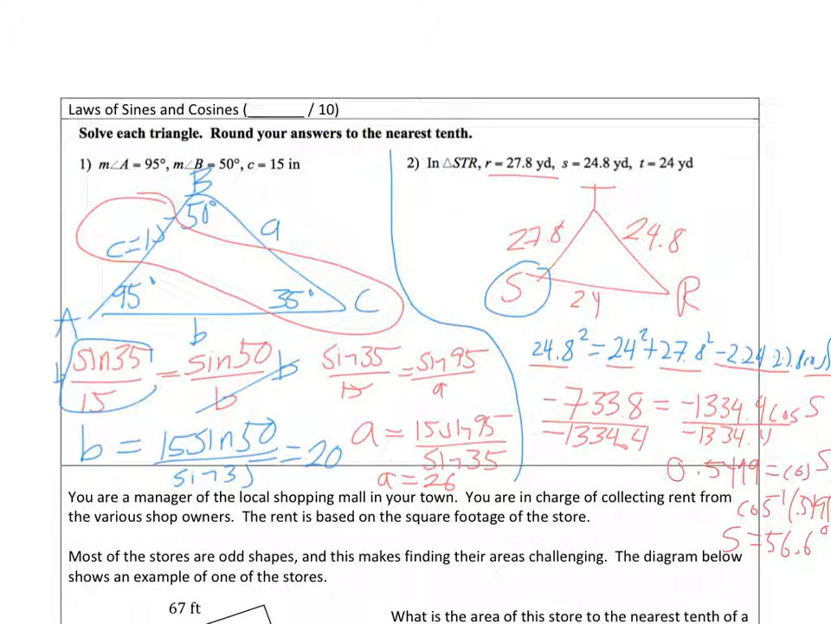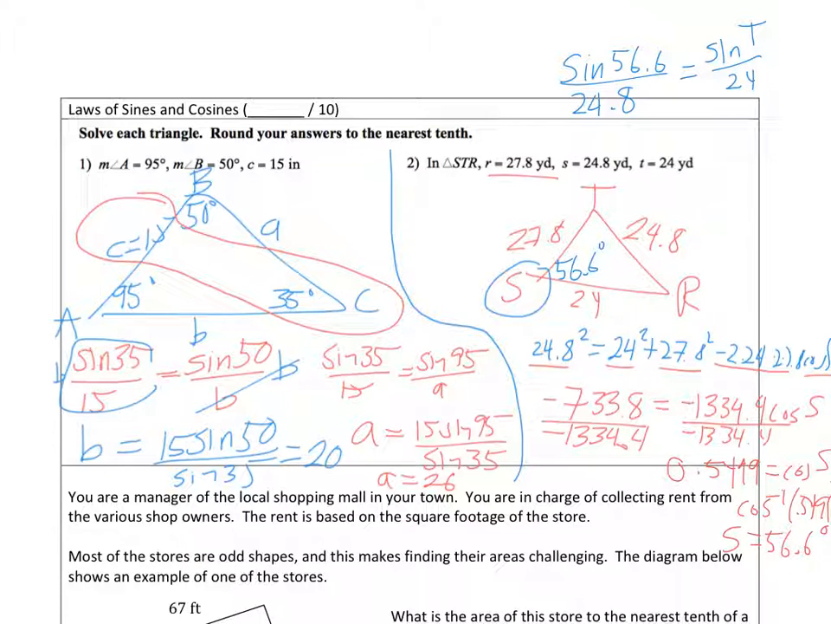At this point, I've got a couple different options. I could do the law of cosines again. At this point, I could do law of sines and do something like sine of 56.6 divided by 24.8 is equal to sine of t divided by 24. Use that to solve for t. That's a little bit shorter than what we just did, so that's probably what I'll do.